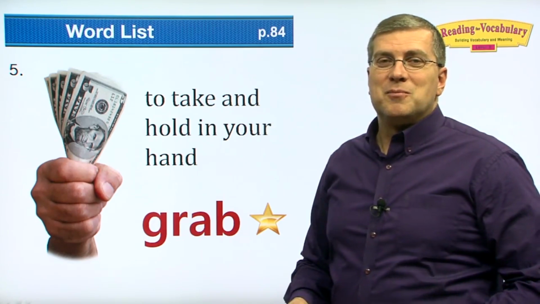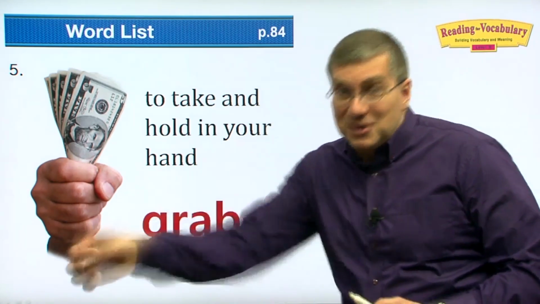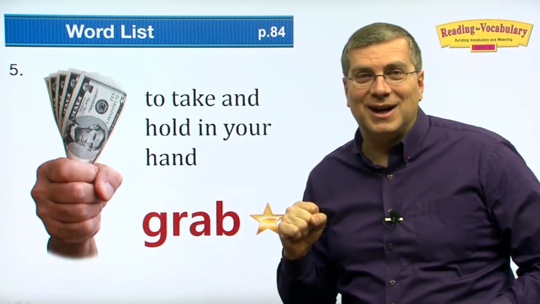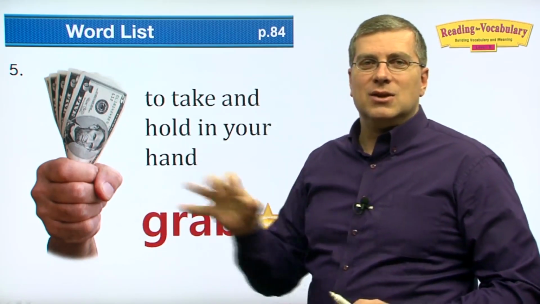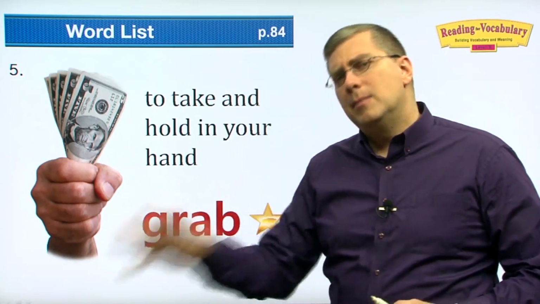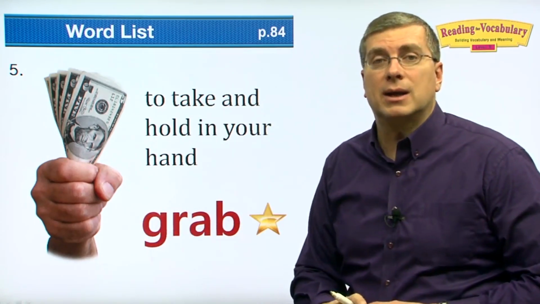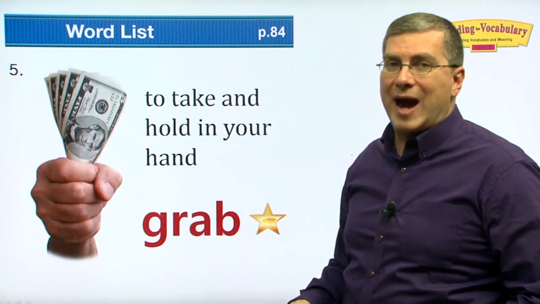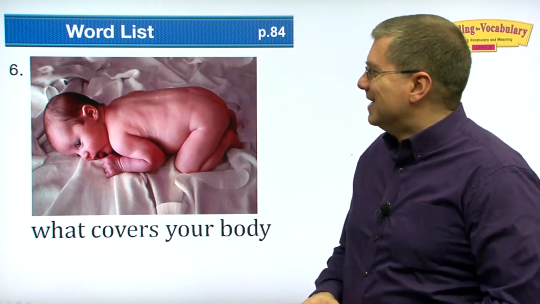If your younger brother or sister sees your candy, they might grab a piece of your candy. That's very quick, right? So you might grab something very quickly. You take it and hold it in your hand, but it usually means quickly. Grab it quickly before it's gone. Okay, grab. Number 6, oh, so cute, right?